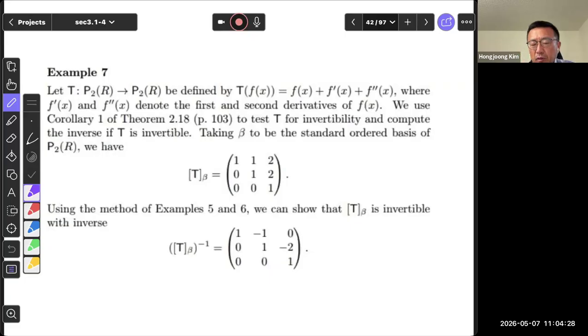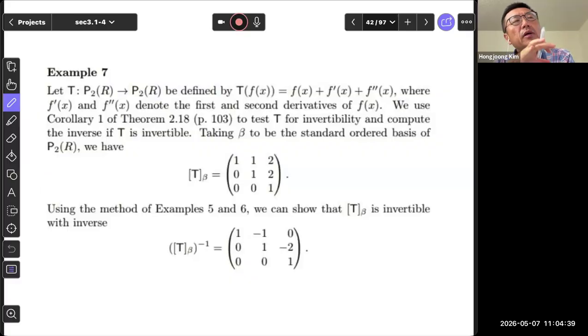Example 7 is quite interesting and it might be useful in some applications. So please listen carefully regarding example 7. So suppose that we have a mapping T from P2 to P2 defined by this. Here f prime denotes the first derivative and f double prime represents the second derivative of f.